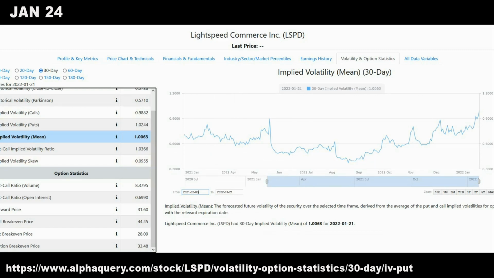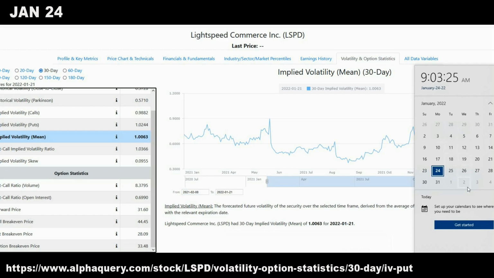So one of the things that's coming up on February 2nd is the earnings report for Lightspeed comes out. So that's a little bit over a week from now. It's hard to say what the stock will do on that day. And there's like a 50-50 chance it could go up or down.